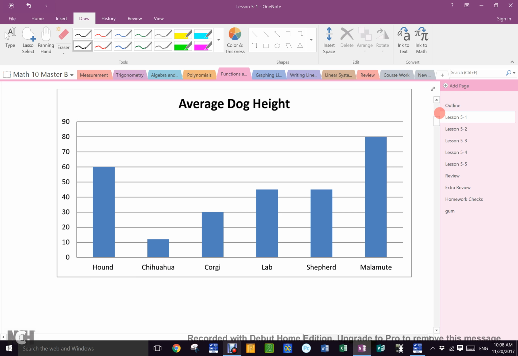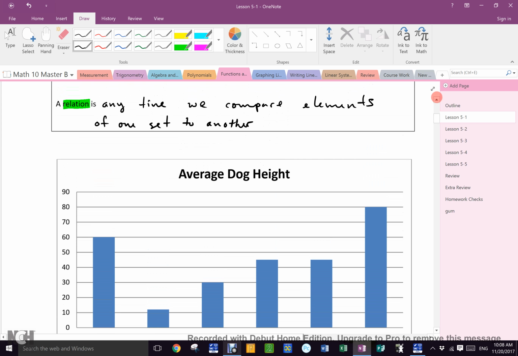So, here I have a graph. Yes? Could you go just a little bit, just showing the last bit? Okay. Never mind, he has it.